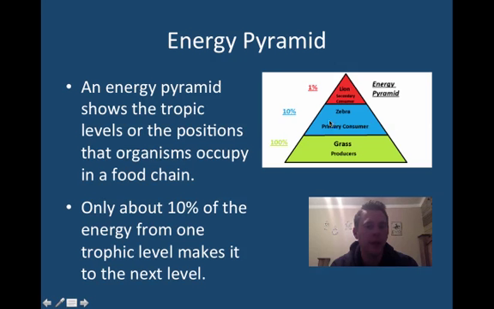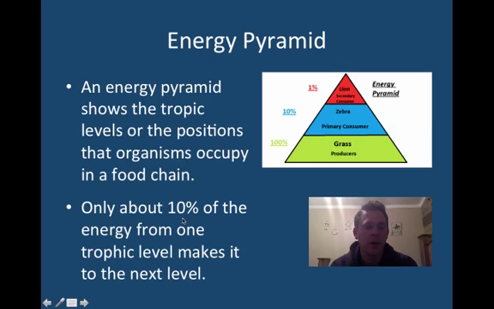So zebras would only get 10% of the energy from the grass. Okay, the lions, when they eat the zebras, they only get 10% of the zebra's energy. Okay, so right here, this 1%, this lion only basically gets 1% of the grass's energy, because 10% of 10% is 1%.